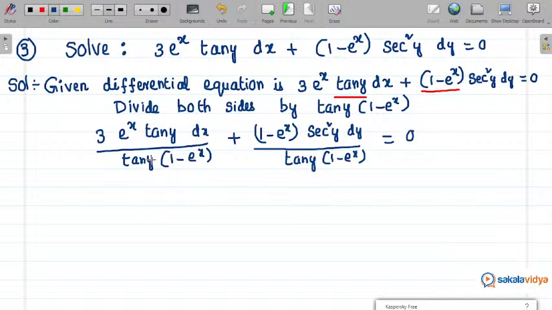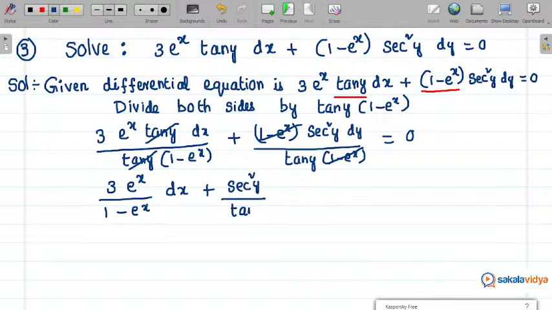So now what will happen, you see, tan y gets cancelled. Here 1 minus e power x gets cancelled. Now actually the variables have been separated. We are separating the variables now. This we can write as 3 e power x upon 1 minus e power x dx, this is a function of x, plus secant square y upon tan y dy is equal to 0.